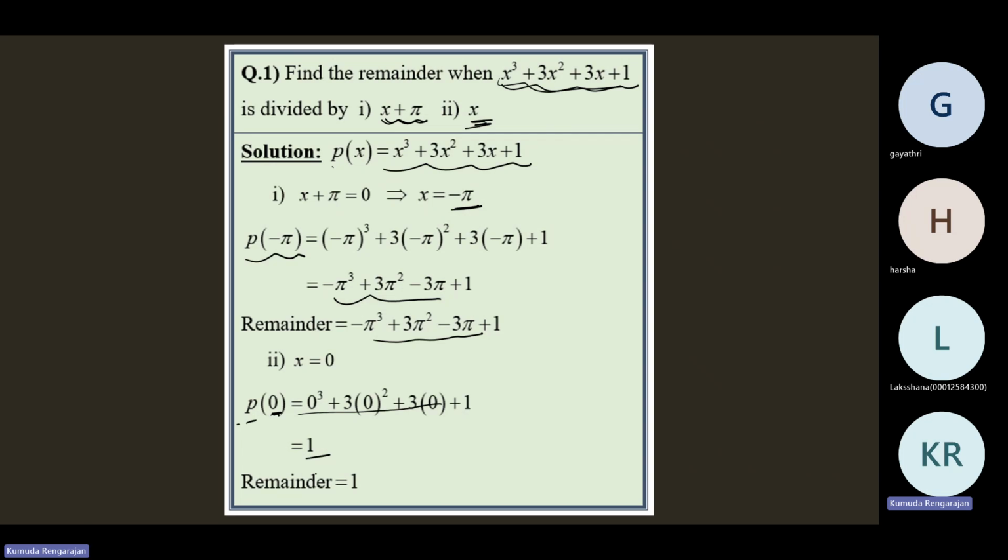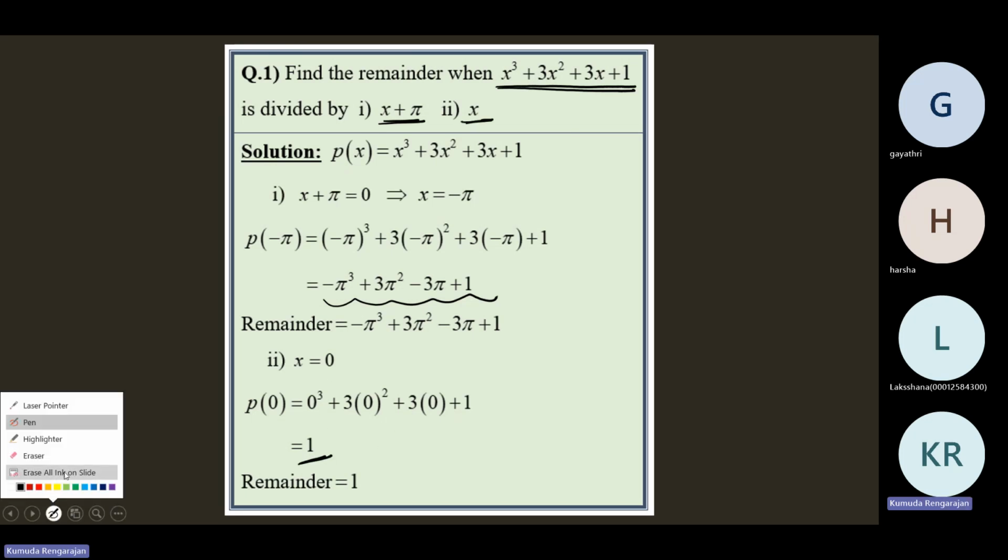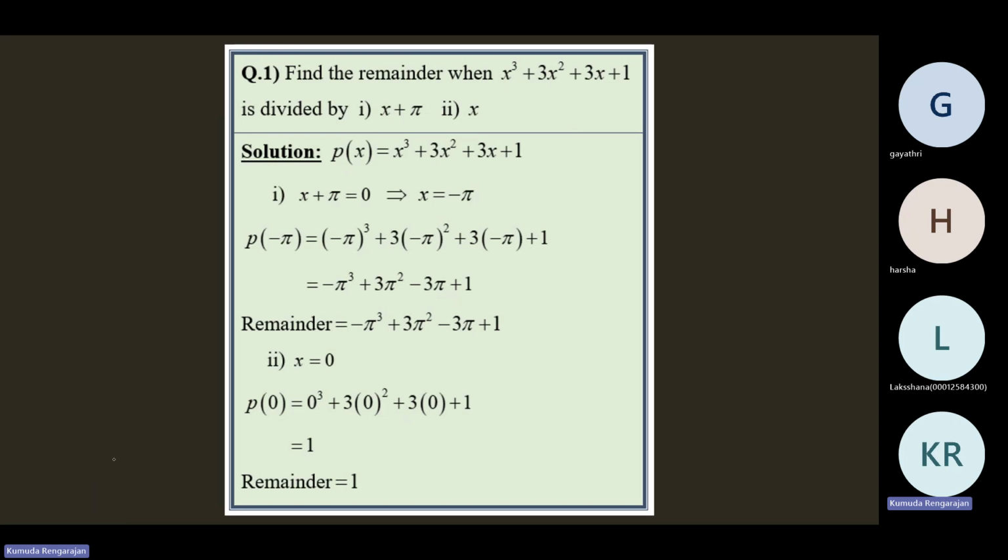When you work that, you get 1, which means the remainder is 1. So what do we understand from this? When you divide this polynomial by x plus pi, this will be the remainder. And when you divide this polynomial by x, 1 is the remainder. Without performing the long division, using the remainder theorem, you're able to find the remainder. The quotient we haven't found here. We cannot find that using the remainder theorem.